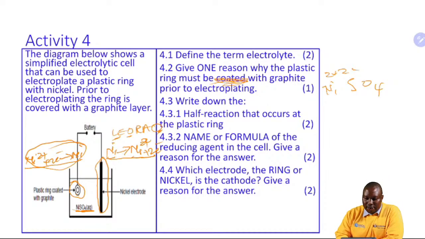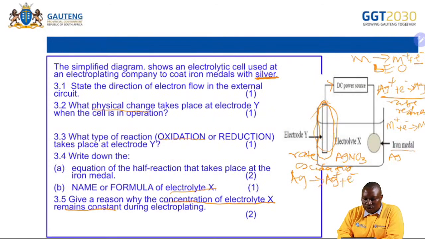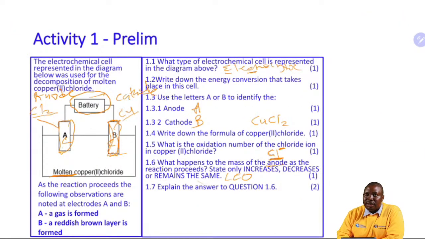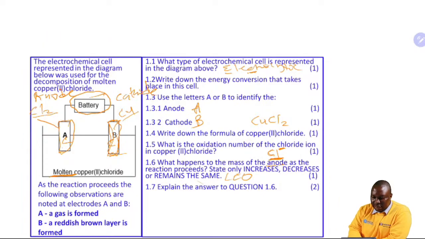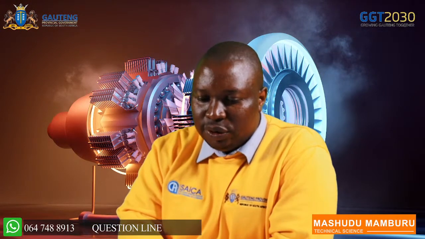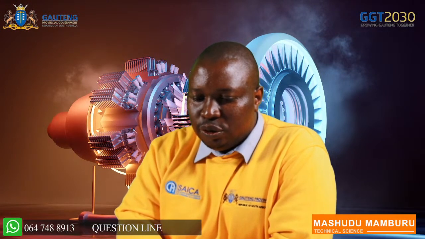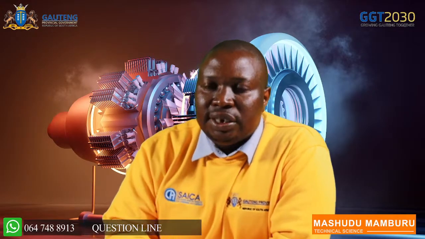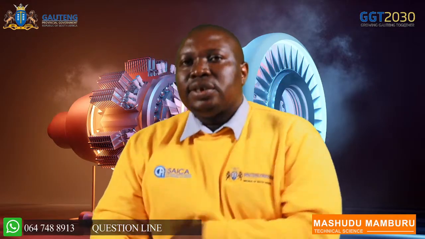As we go to the conclusion of our session, I would want you to always remember the electrolysis of copper chloride. We have seen it can be molten, it can be a solution. So that is the difference. I just wanted to bring that to your attention as well. I hope this is going to help you as you prepare for your exam. So please go and study.